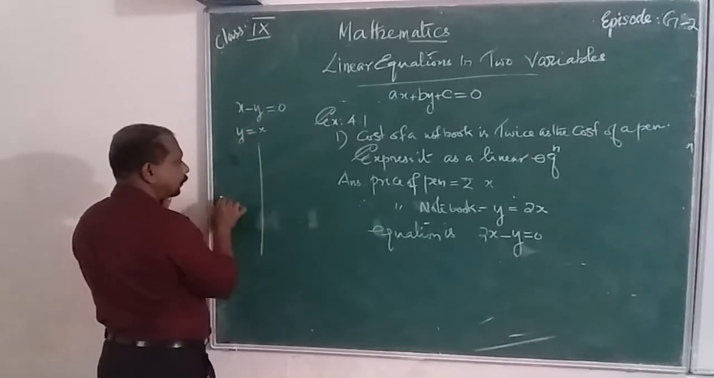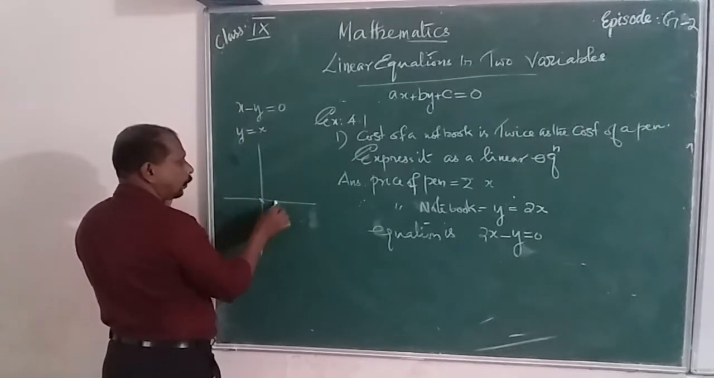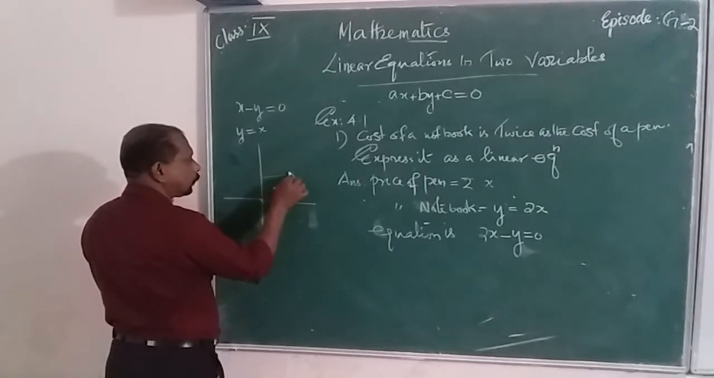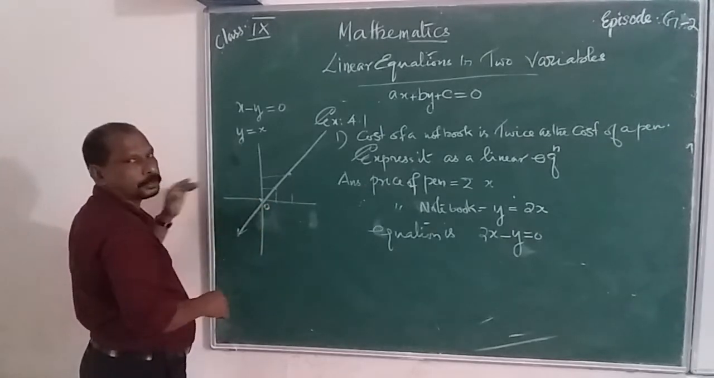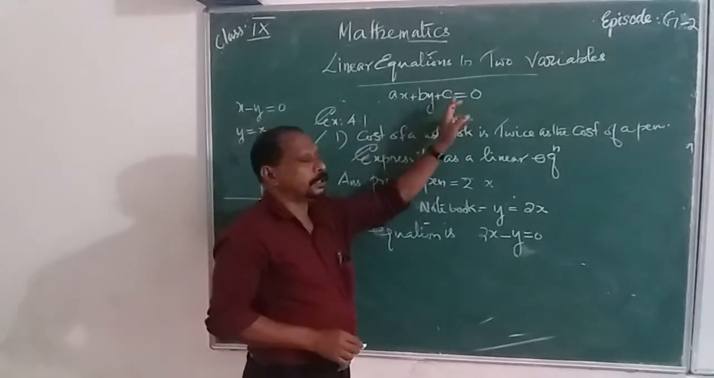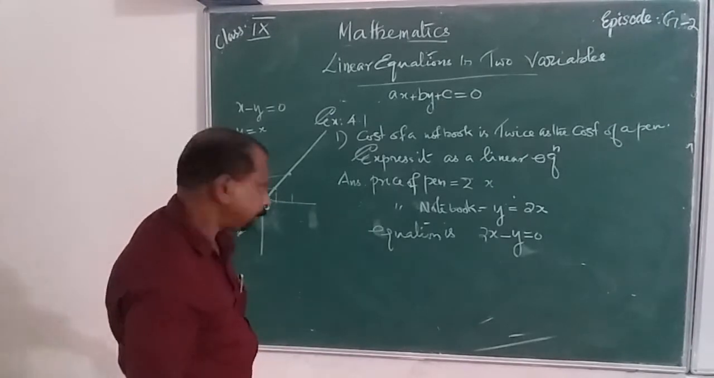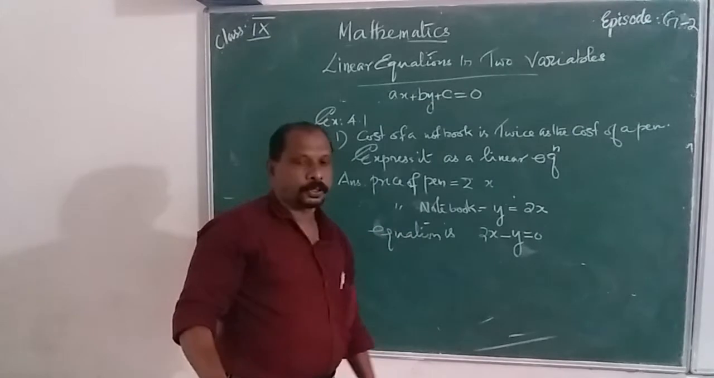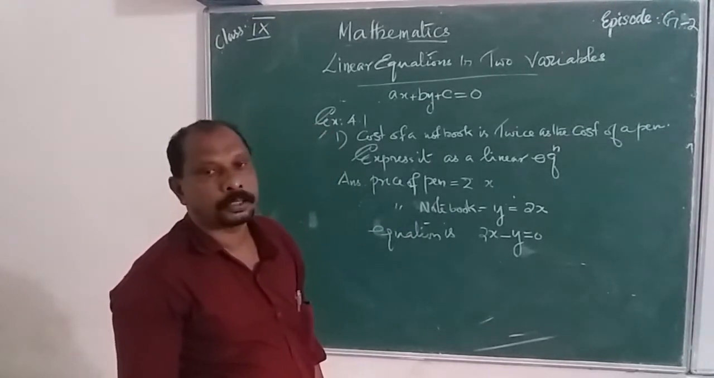Then graph: x 0, y 0. Therefore, this is x1, y1. This is x2, y2. Therefore, this is the line. It passes through the origin. That means there is no constant for that linear equation. That means c is 0. Always that line passes through the origin. Therefore, this is the general equation of the relation between the price of notebook and pen.